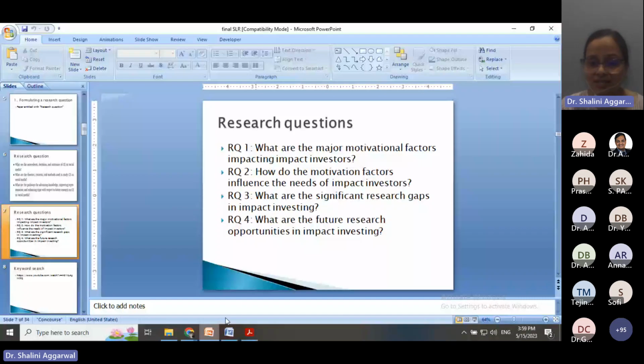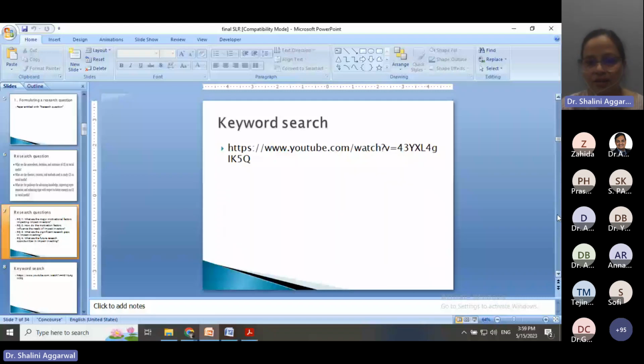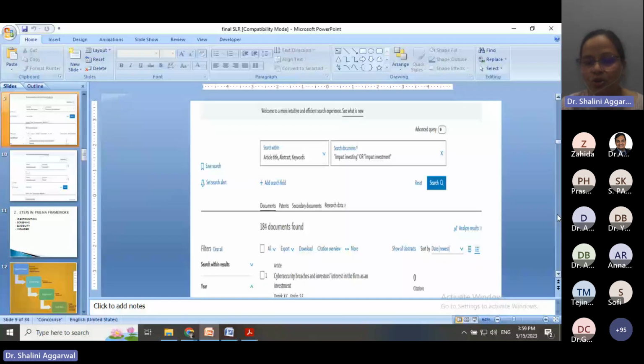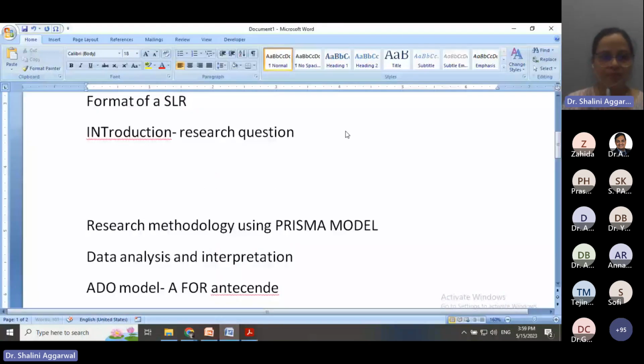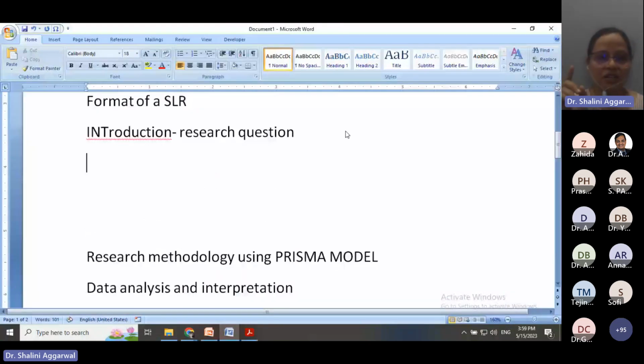Now, once you have decided what your research questions will be, based on that you have to go for the database search. Now, what is the next step? Let me take you to this. The first important aspect of writing a SLR is the research questions, right? And this becomes a part of your introduction. The research questions, where do they go? They go into the introduction part.